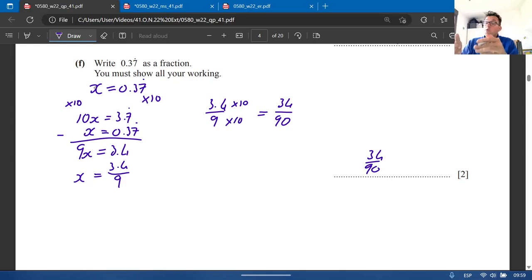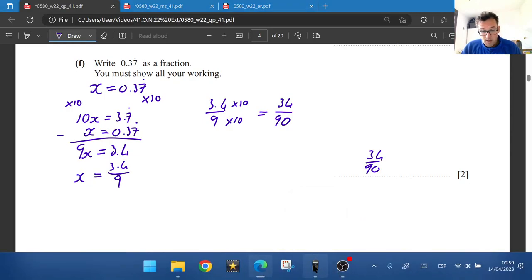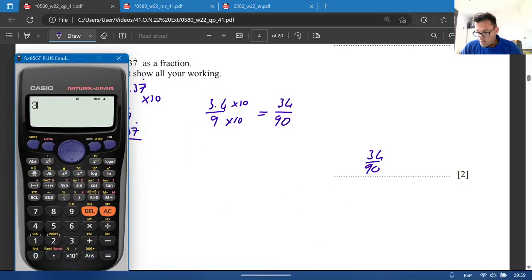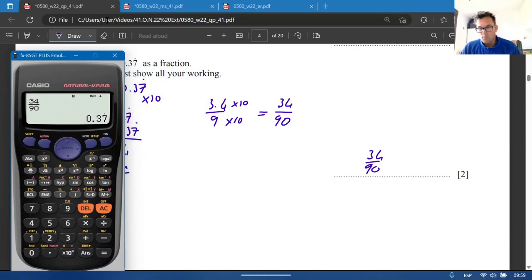Alright, you could have also multiplied the first equation by 100, and then you wouldn't have had this decimal point problem, but it doesn't matter, we solved it. Always just double check. 34 divided by 9. Oh, let's write it as a fraction like it is. 34 over 90 gives us 0.37 recurring, exactly what we want, and we showed everything.